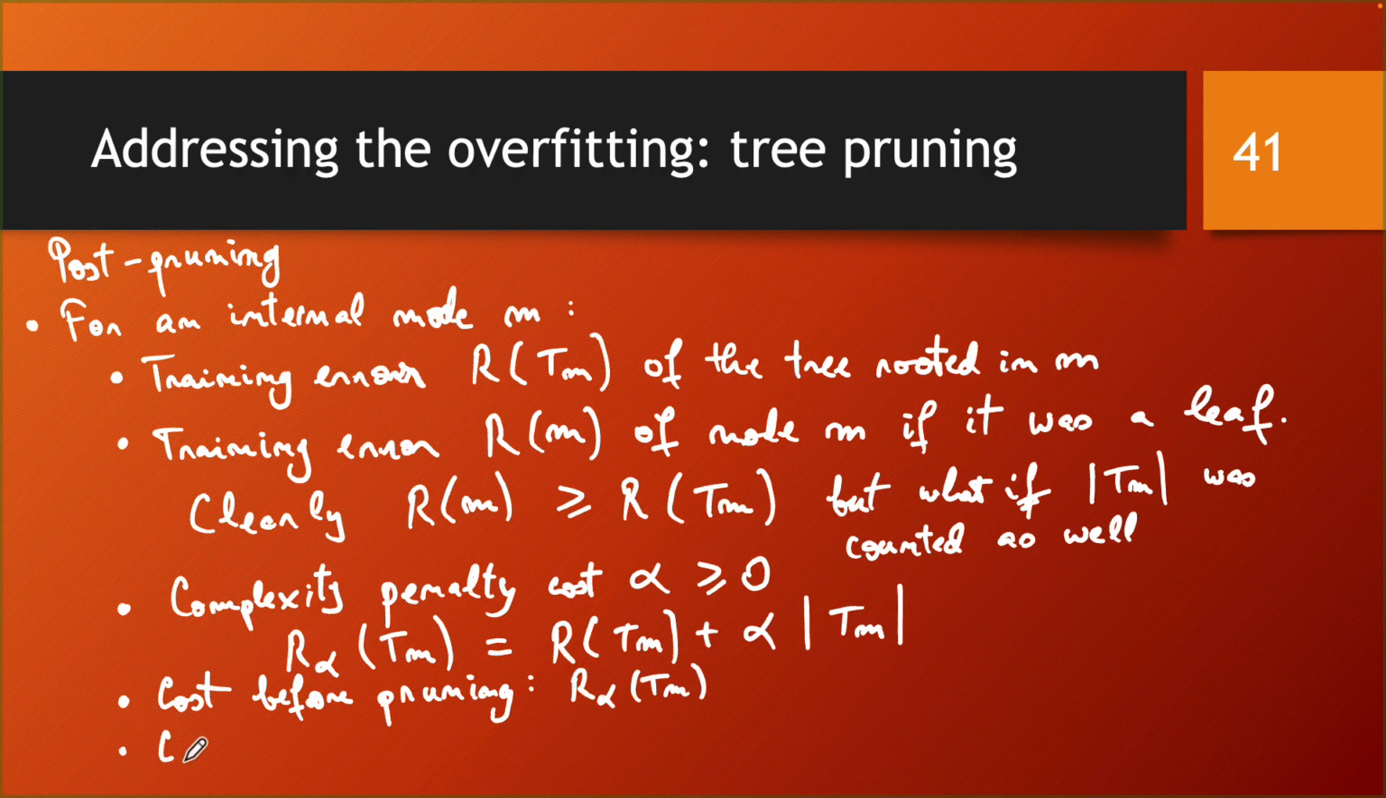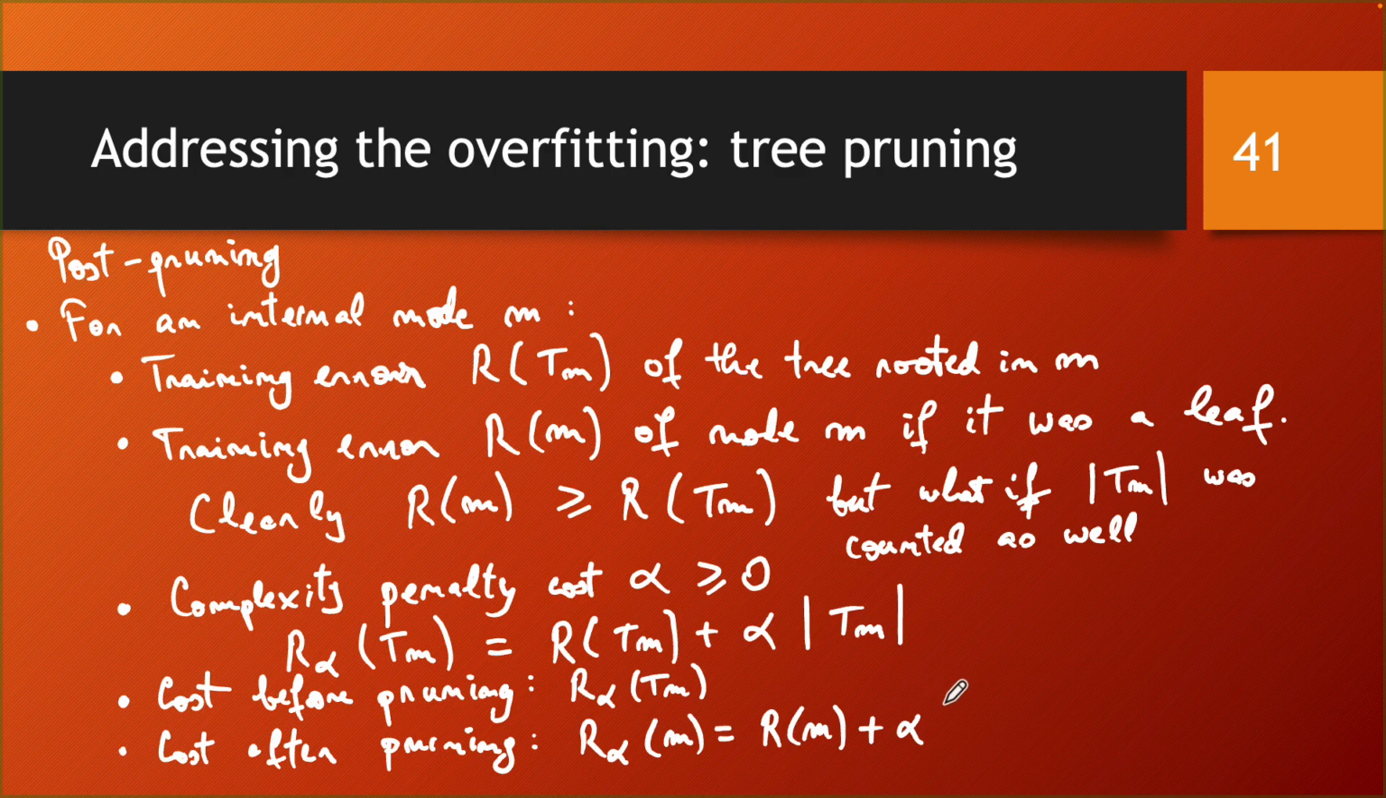But the cost after pruning, so if you decided to do a pruning and this subtree is replaced with a leaf, is going to be the training error, which we had denoted as R of M, plus alpha times the size of the tree, and the size of the tree was in terms of the number of leaves. Now this node is a leaf itself, so the size is 1, so that's going to be plus alpha times 1, so plus alpha.